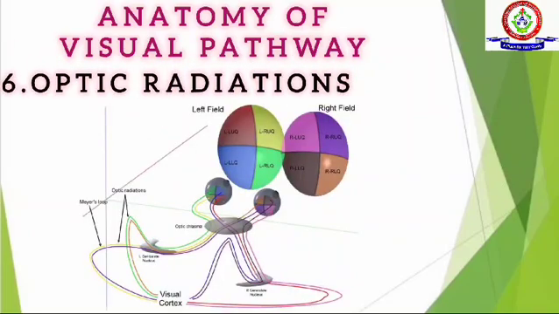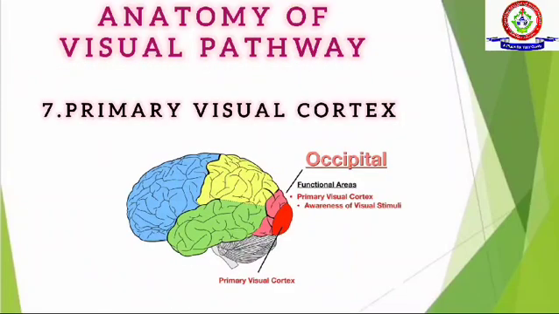Optic radiations. From the lateral geniculate nucleus, optic radiations carry signals to the primary visual cortex. These fibers fan out as they pass through the parietal and temporal lobes. Next, the primary visual cortex, which is located in the occipital lobe. The V1 area processes basic visual information such as contrast, color and motion.